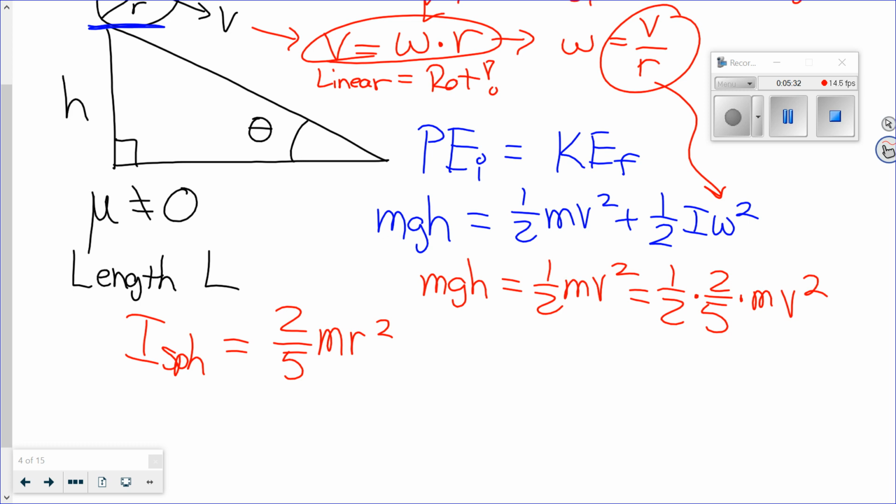2/5 mr squared was the rotational inertia of a sphere. So you plug in rotational inertia. This is I right there. But w is v over r, so w squared is v squared over r squared. So I cancel my r's. Oh, and there should be plus, not equal. I can't talk and write at the same time. Right, okay. Well, there we see it. Every term has an m, so it doesn't depend on mass.